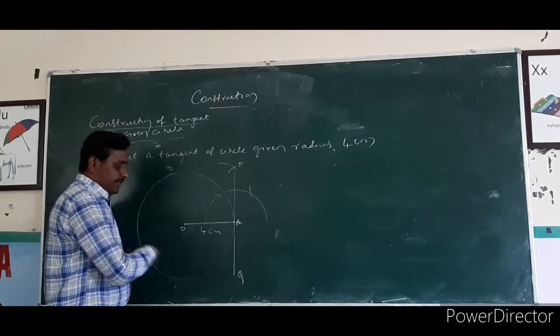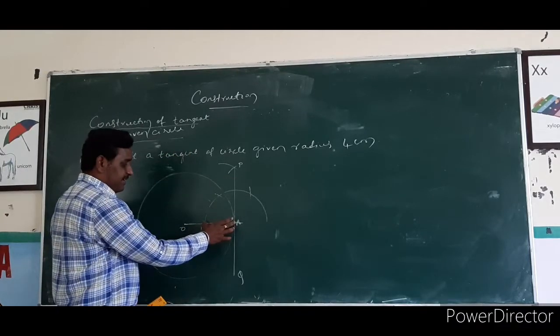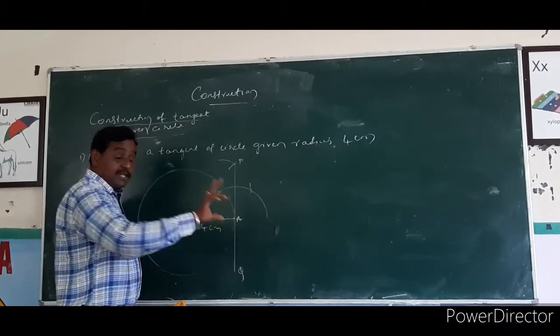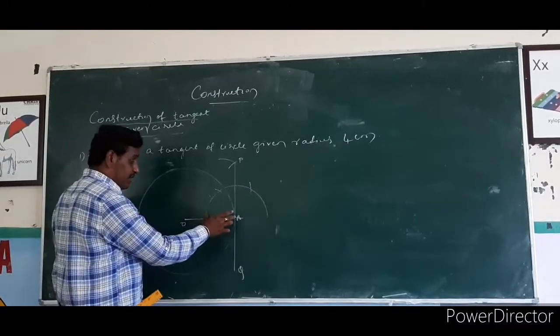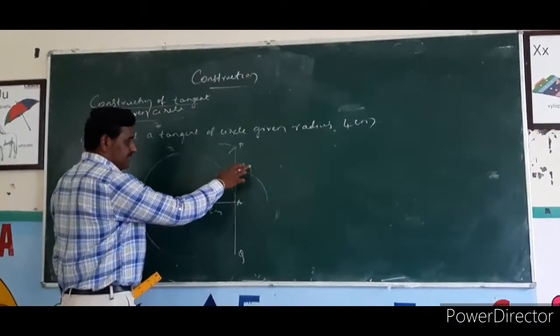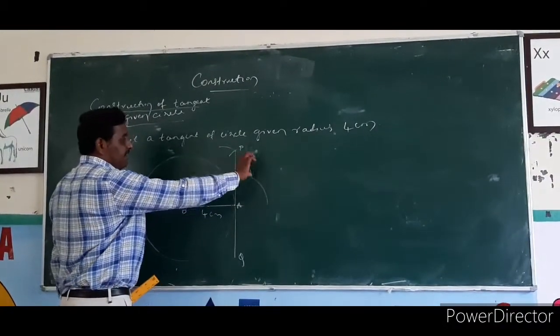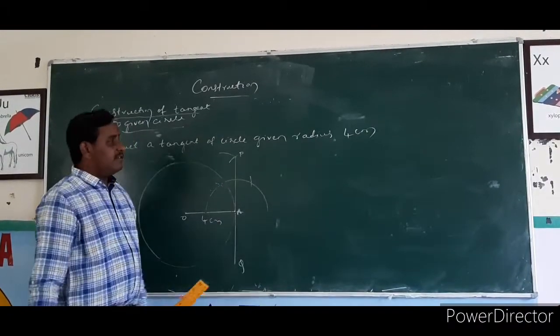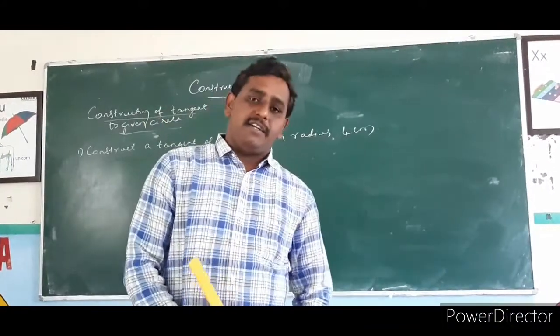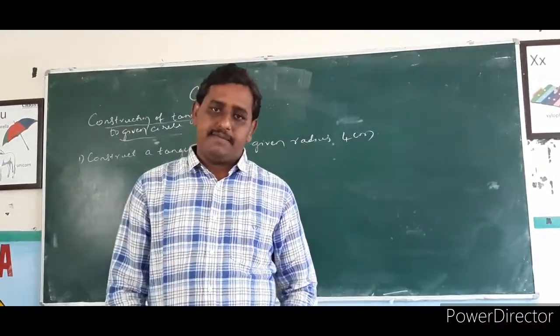First you draw a 4 centimeter circle. Take a certain radius in the compass. From this point cut an arc. Keep the same radius, don't change the distance you are taking here. From this point you can cut the same distance here. Cut and join the line. So this is the way of constructing a tangent at a given point of a circle of given radius.